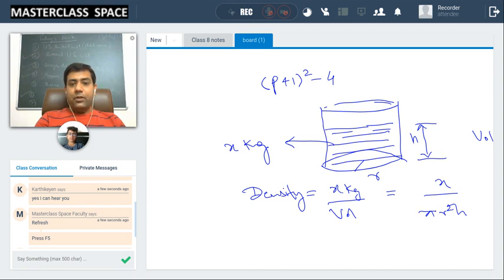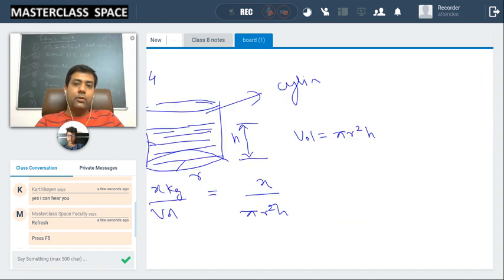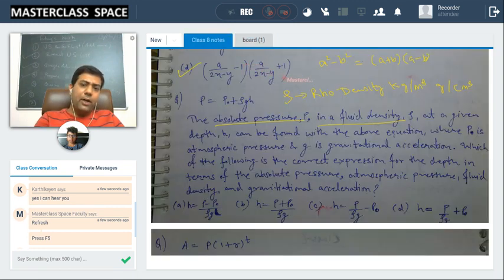For example, this is a bucket. The height of the water in this is h, radius is r, and suppose the mass of the water is x kg. So the density is going to be x upon volume, x upon pi r square h. I'm taking this bucket as more like a cylinder. You don't have to worry about the frustum and all. Just from a physics point of view, I'm going to teach a bit about it. The absolute pressure P in a fluid of density rho at a given depth h can be found with the above equation.